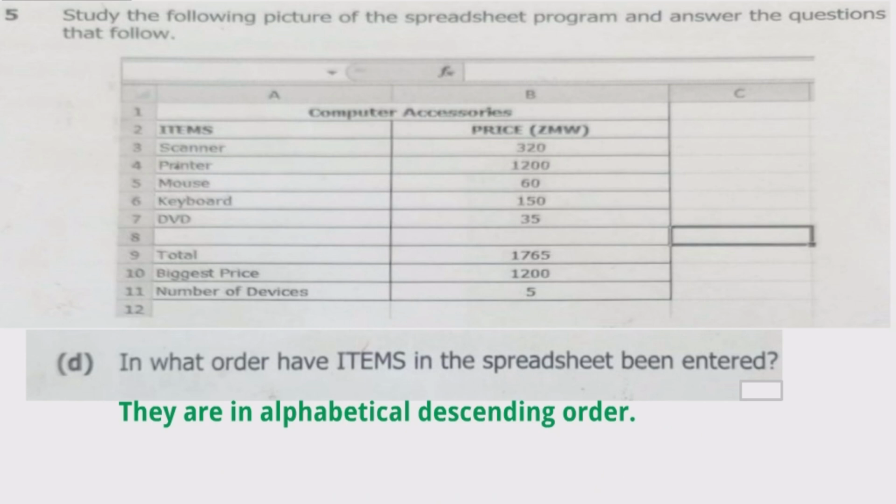Sorry, what did I say? Alphabetical order in descending. As you can see, we are starting with scanner, then printer, then mouse, then keyboard. It's more or less like we are starting from Z coming to A. So that is descending order. I can write my answer as alphabetical descending order. Basically, those are the answers to question 5.